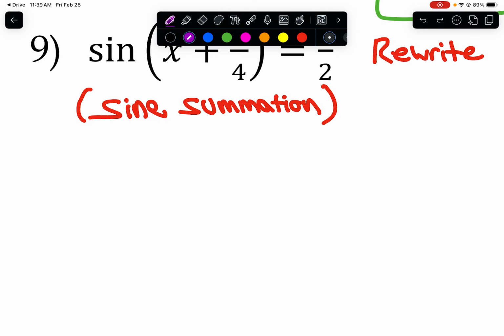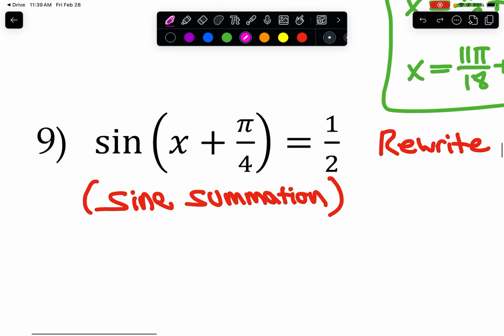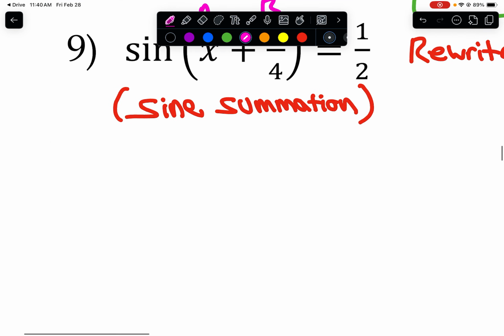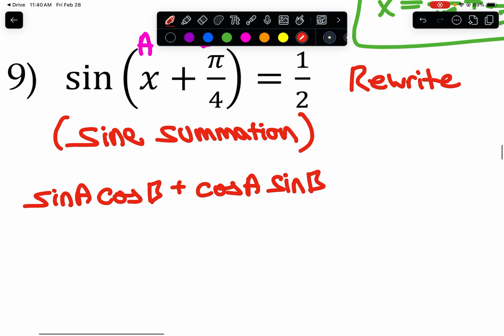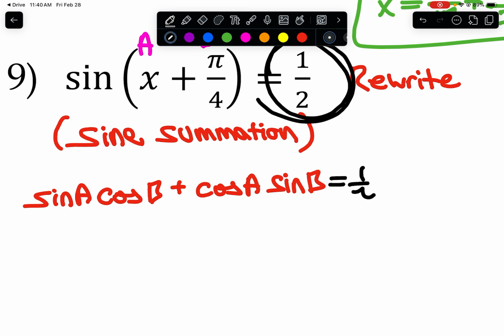So getting started on this one, I know I'm going to have an a value of x and a b value of pi over 4. So my setup for a sine summation is going to be sine of a, cosine of b, plus cosine of my a value, and then sine of my b value. And then for this problem specifically, I'm going to set that equal to 1/2 because of what we have over here.